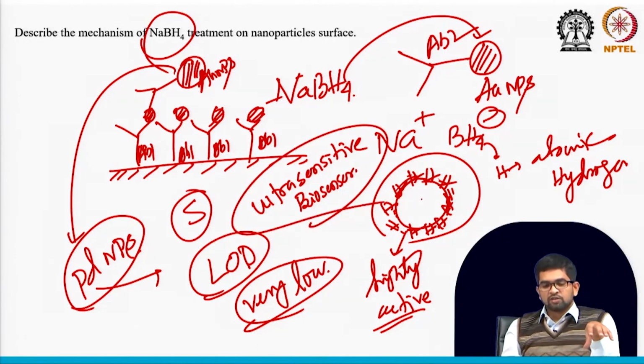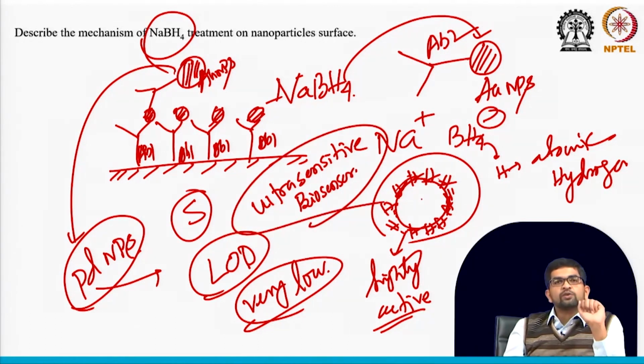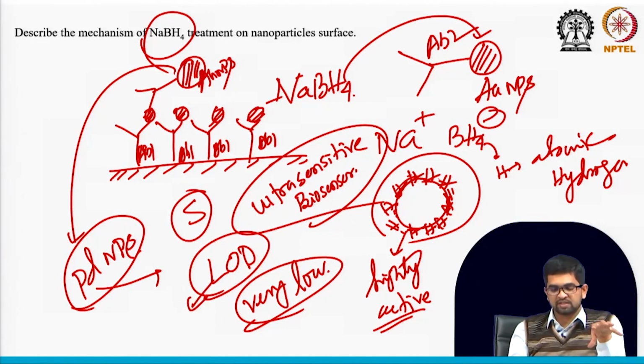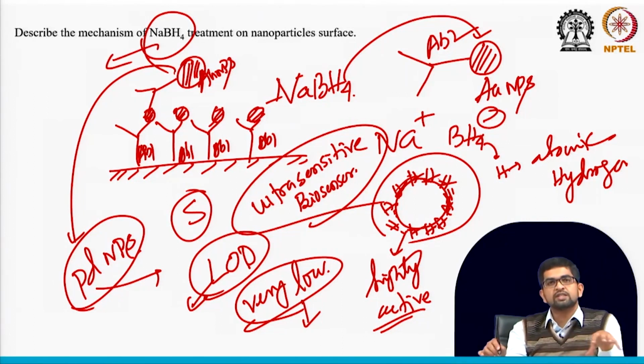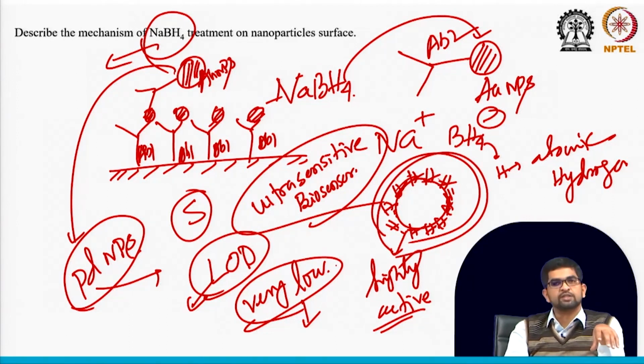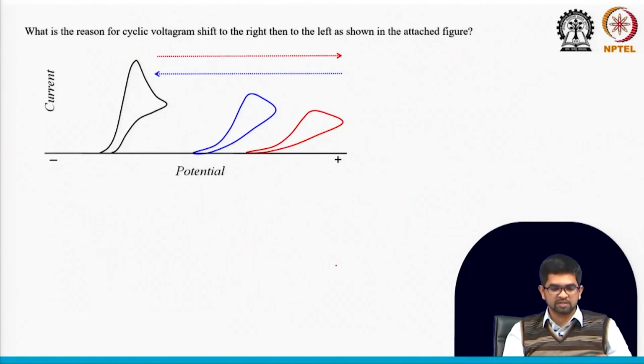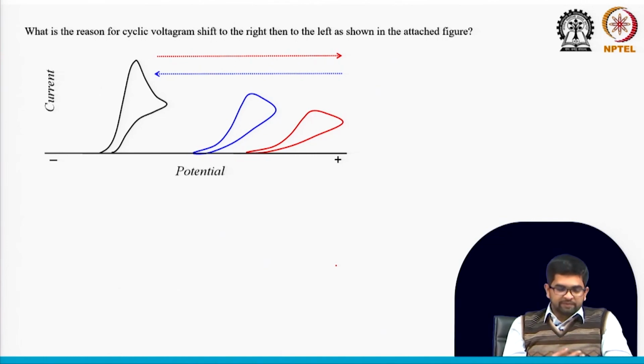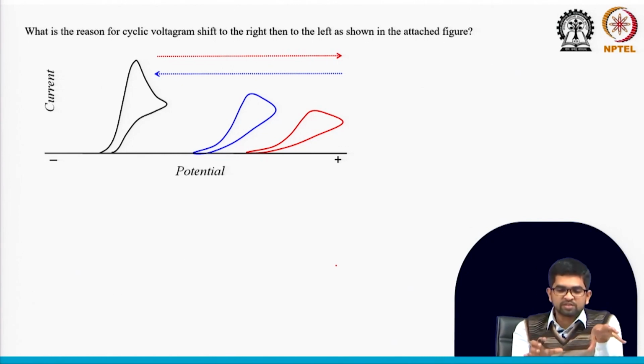Okay. So like this way you can think how to design an ultra sensitive biosensor, how to get a very low limit of detection, where you want to apply this sodium borohydride treatment, and how this treatment happens. This is the mechanism. Are these questions clear? Okay. Now let's come to another question. I think that I also taught you. Now let me show you systematically how to answer these questions.